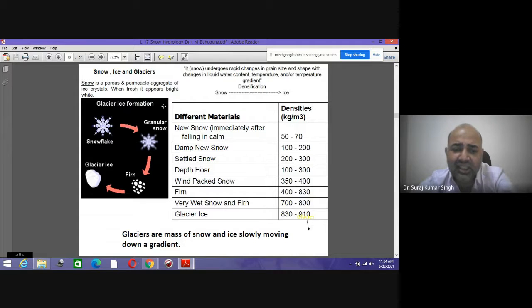You'll see the density. So what are glaciers? Glaciers are a mass of snow and ice slowly moving down a gradient. And snow is a porous and permeable aggregate of ice crystals. Whatever ice crystals get deposited, when fresh, appear bright white. Snow undergoes rapid changes in grain size and shape with changes in liquid water content and temperature gradient. So snow, when it is densified, becomes ice.